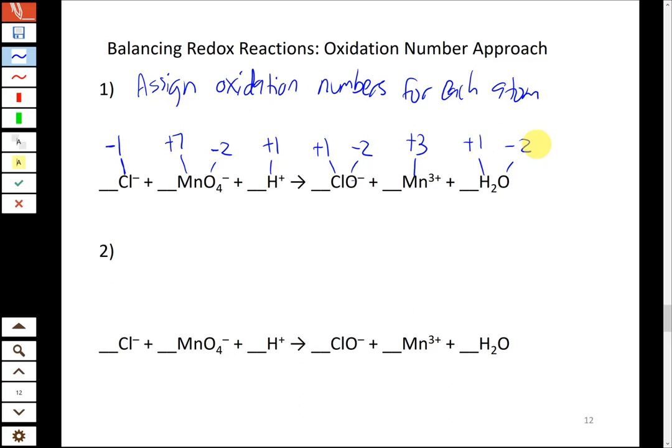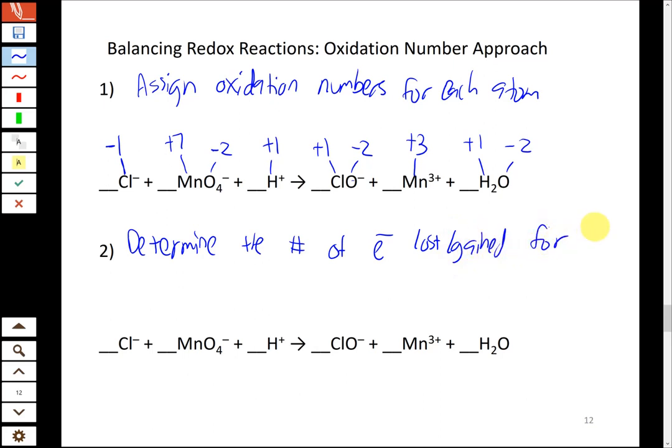So the next step is to determine the number of electrons lost and gained for each species that changes its oxidation number. In any redox reaction, something's going to lose electrons and something's going to gain electrons. We have to figure out how many electrons are being lost and gained in each case.